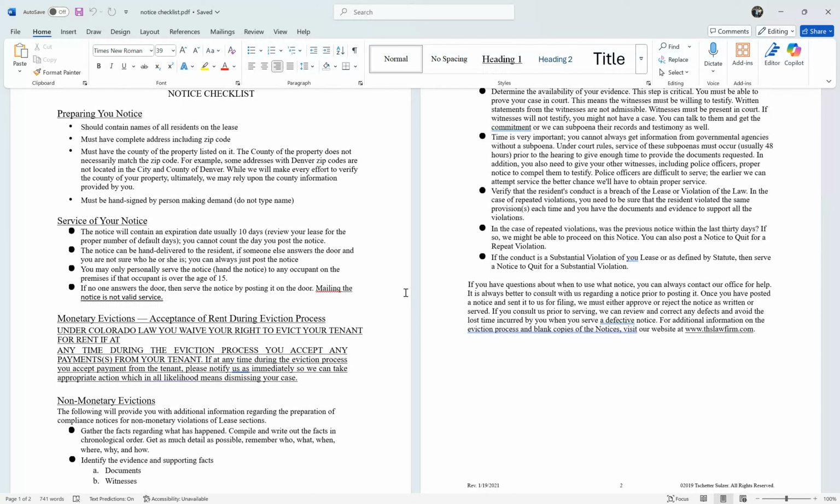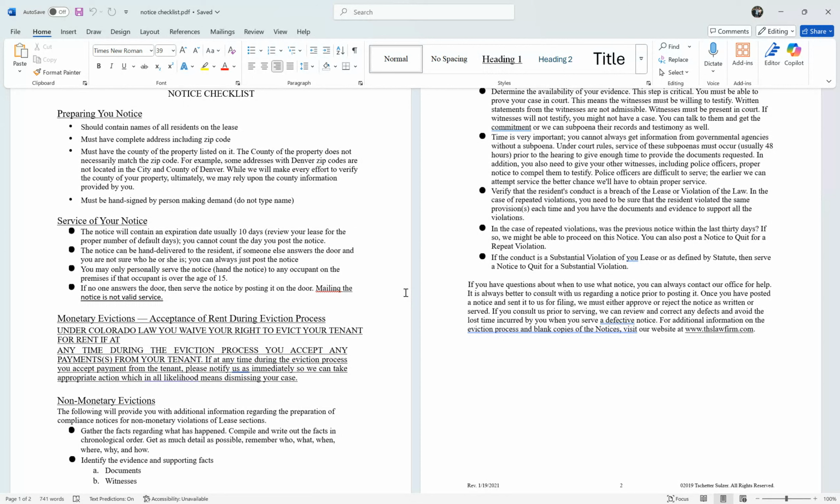You may only personally serve the notice, hand the notice over, to any occupant on the premises if that occupant is over the age of 15. So definitely no kids, obviously. If no one answers the door, then serve the notice by posting it on the door. Mailing the notice is not valid service.